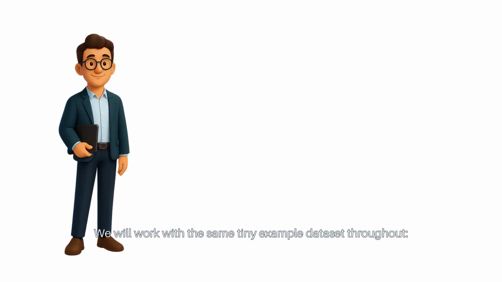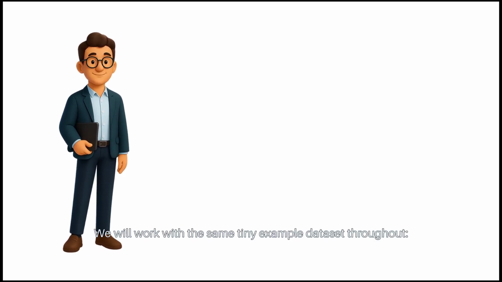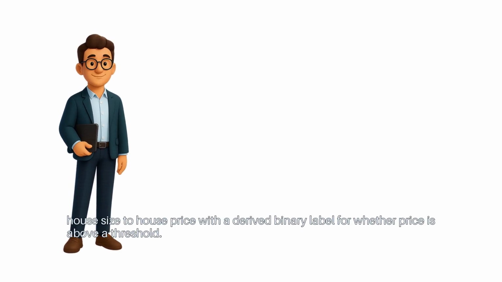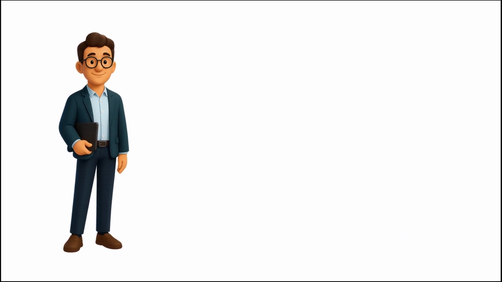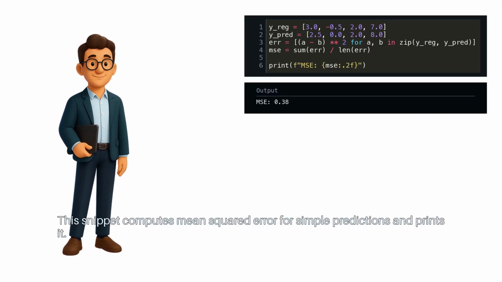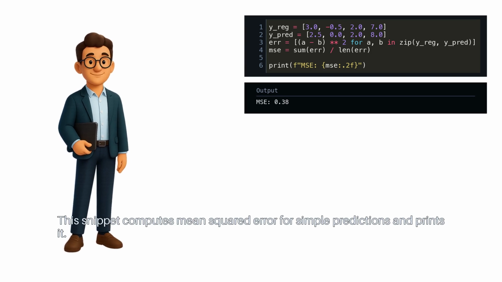We will work with the same tiny example dataset throughout, house size to house price, with a derived binary label for whether price is above a threshold. First, we will compute a simple mean-squared error for toy predictions. This snippet computes mean-squared error for simple predictions and prints it.